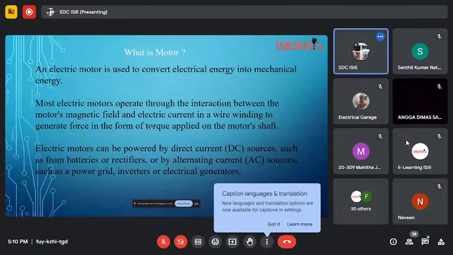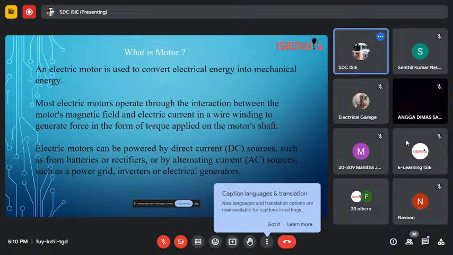Okay. So what is a motor? A motor is a device which is used to convert electrical energy into mechanical energy. In electric vehicles, we are using a battery as a power source. From that battery, we are getting electrical energy, and we need to convert that electrical energy into mechanical energy. So how can we convert that?